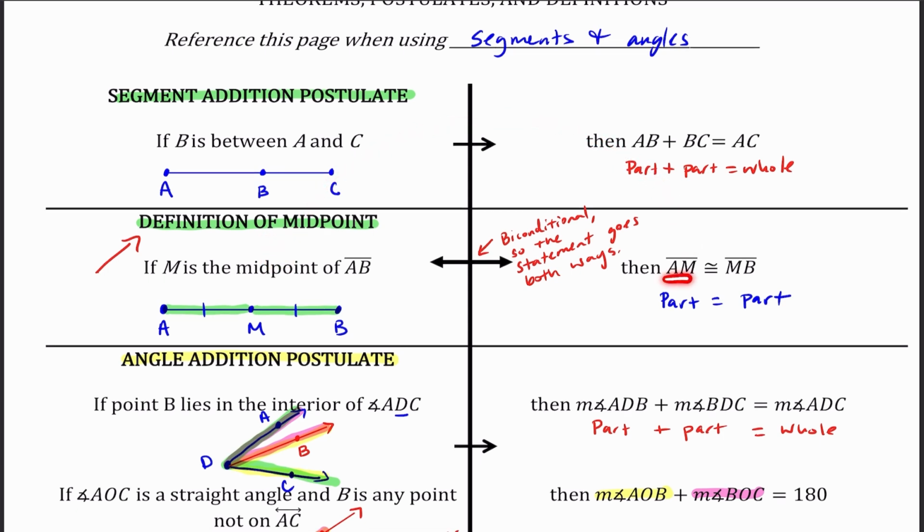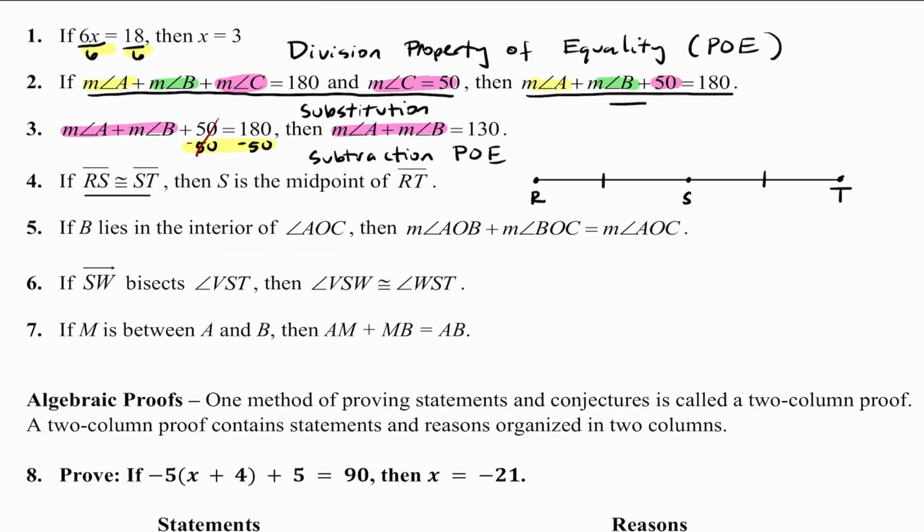So if segment AM is congruent to segment MB, why is M the midpoint of segment AB? Well, that's because of the definition of midpoint. So if we look over here, if segment RS is congruent to segment ST, why is S the midpoint of segment RT? Well, again, that's because of the definition of midpoint.